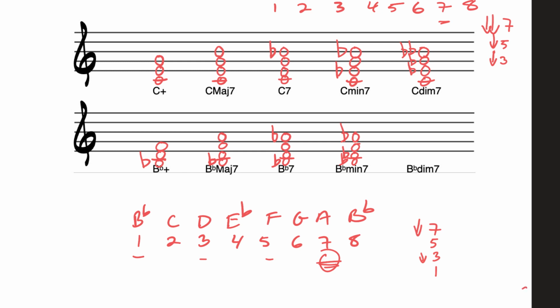Last but not least, for the B flat diminished chord, we have to lower the 3rd, the 5th, and doubly lower that 7th. So here's our B flat major triad. We have to lower the 3rd and the 5th, and then we take the A and doubly lower it, A to A flat and A double flat. And there we have our collection of B flat 7th type chords.